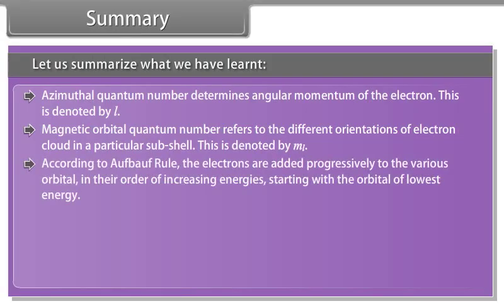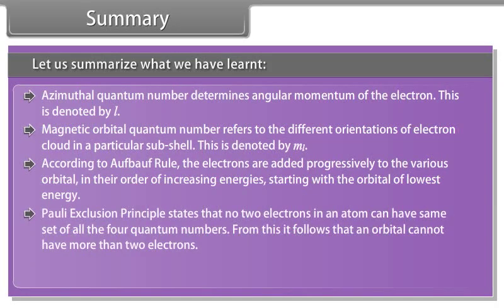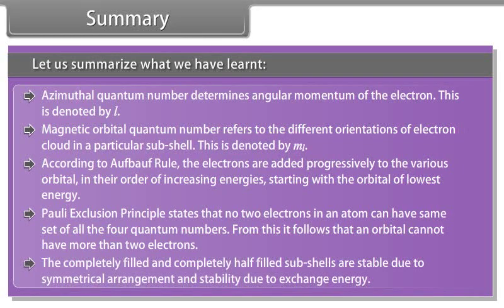According to Aufbau rule, the electrons are added progressively to the various orbitals in their order of increasing energies, starting with the orbital of lowest energy. Pauli's exclusion principle states that no 2 electrons in an atom can have the same set of all the 4 quantum numbers. From this, it follows that an orbital cannot have more than 2 electrons. The completely filled and completely half-filled subshells are stable due to symmetrical arrangement and stability due to exchange energy.